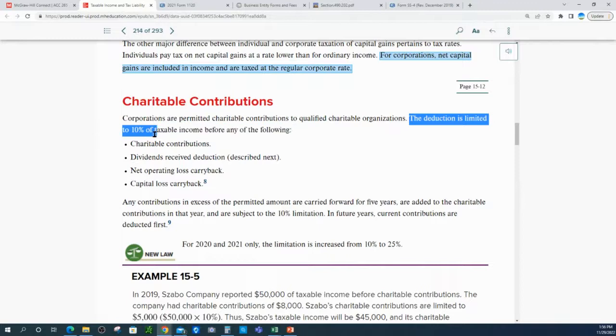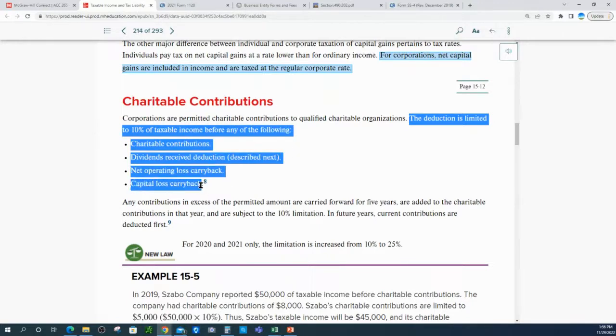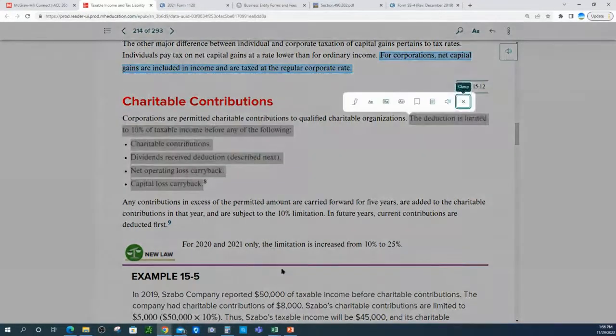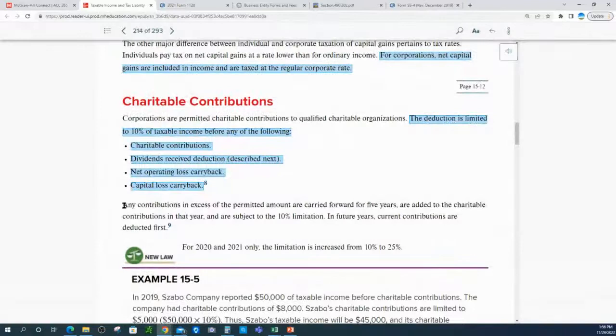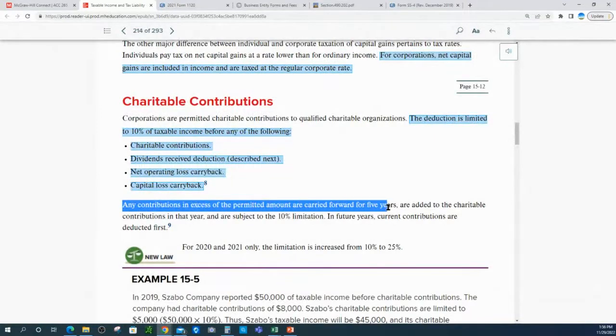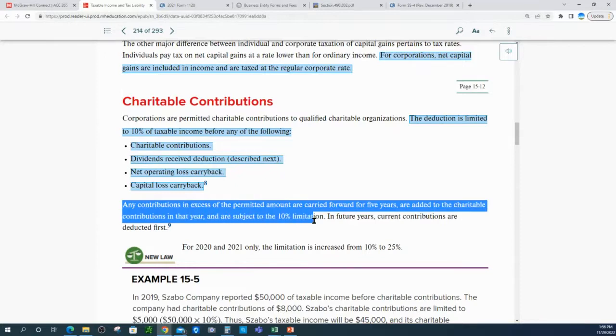So the deduction is limited to 10% of taxable income before any charitable contributions, before any dividends received deduction, before any net operating loss carryback, which we're going to take a look at, and before any capital loss carryback. And then they're limited to 10% of that. Any contributions in excess can be carried forward for 5 years. They're added to the contributions that year subject to the 10% limitation.